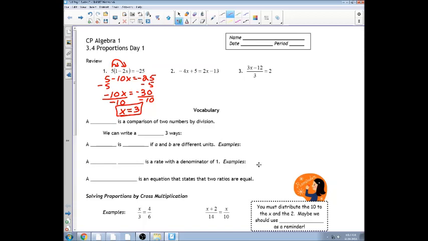The other way you could have done that is you could have divided by 5 to start with. That would have left you with 1 minus 2x on the left would be equal to negative 5, and that still would have worked out.